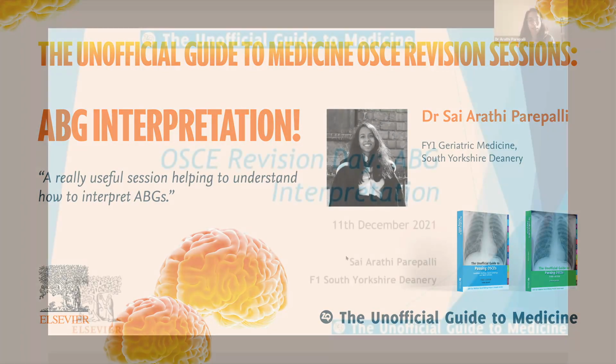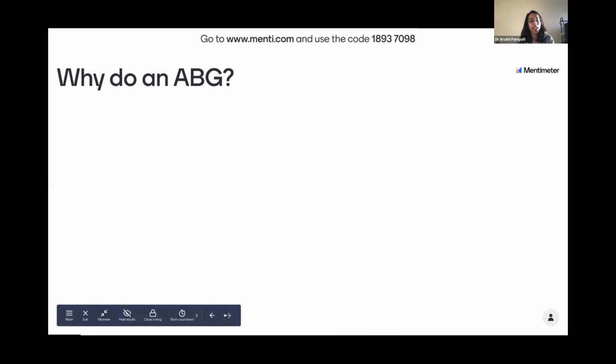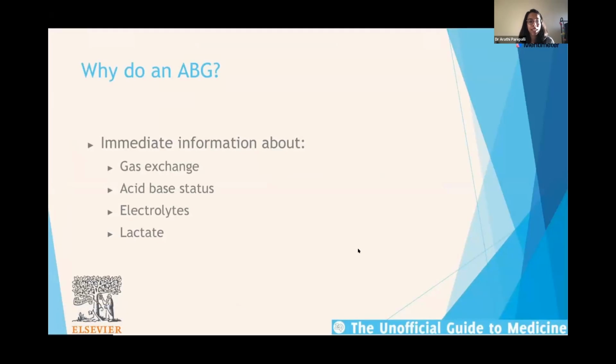I'm going to talk through ABG interpretation. Okay, so why do we want to do an ABG? It offers you immediate information about things like gas exchange, acid-base status, electrolytes, lactate, but it's very quick.